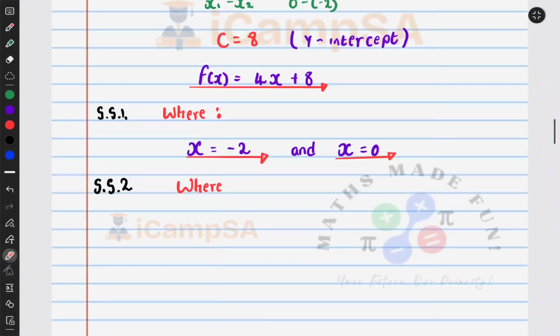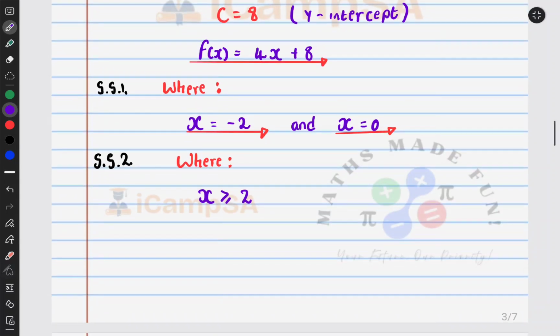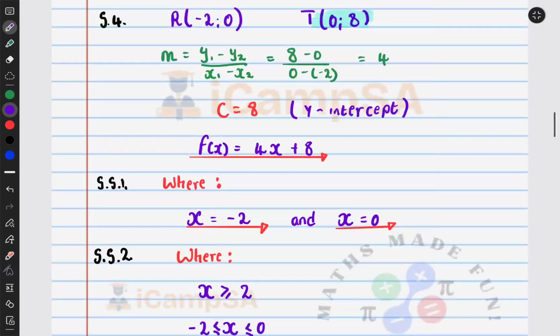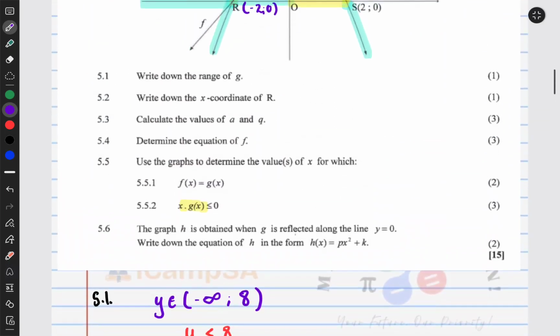So let's start with the simple one. Where x is greater or equal to 2, the positive 2, and then the other interval is between negative 2 and 0. So it's greater or equal to negative 2, but less or equal to 0. So those are the two intervals where we're going to have x multiplied by g at x less or equal to 0.